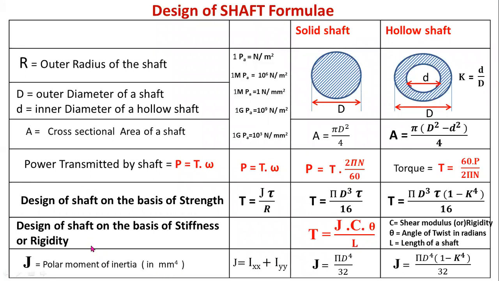Now, in yesterday's class, we already discussed all these formulas. Power P equal to torque into angular velocity. From this equation, we can get the value of torque T. Torque T equal to 60 into P by 2 pi n. Omega equal to 2 pi n by 60. So this is the formula for torque. Torque for solid shaft. This is the formula for torque for hollow shaft. So these two formulas are very important for design of solid and hollow shafts.